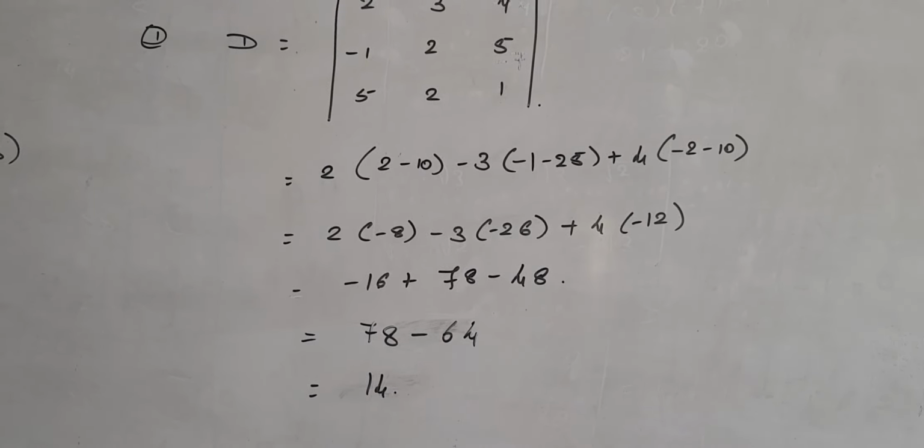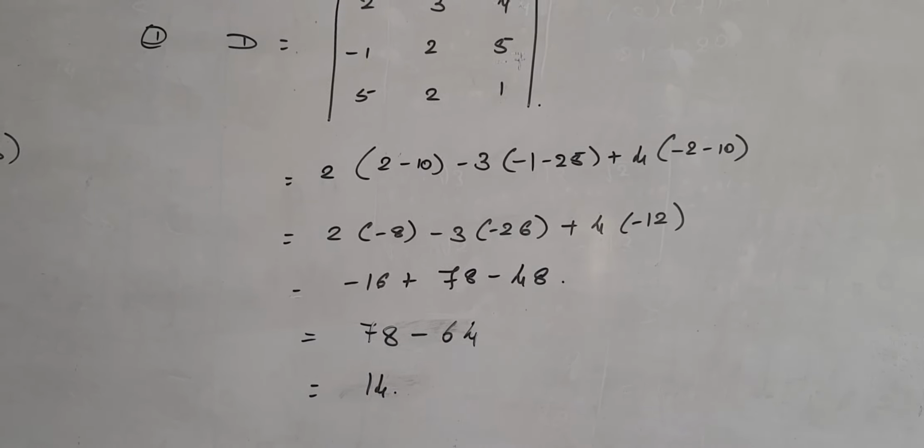I repeat, Ri to Ci. So we use this symbol. You also make a note. Ri to Ci is a symbol we use to convert all the elements of the rows into columns, where i is 1, 2, 3. So see, I'm using this symbol in this number 1. You can see your D is given 2 3 4, minus 1 2 5, 5 2 1, whose value will be 14. Now here I'm applying this rule.